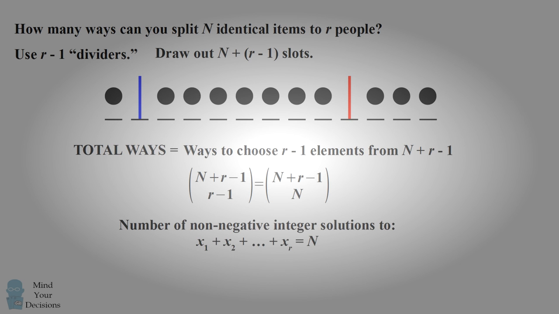Imagine the algebraic equation x1 plus x2 all the way up to xr, r variables, being equal to n, and we want to find the number of non-negative integer solutions. This is exactly partitioning n into r different spaces. So this also gives you the amount of distinct non-negative integer solutions to this equation. You can interpret each term xi as the amount that person i gets.